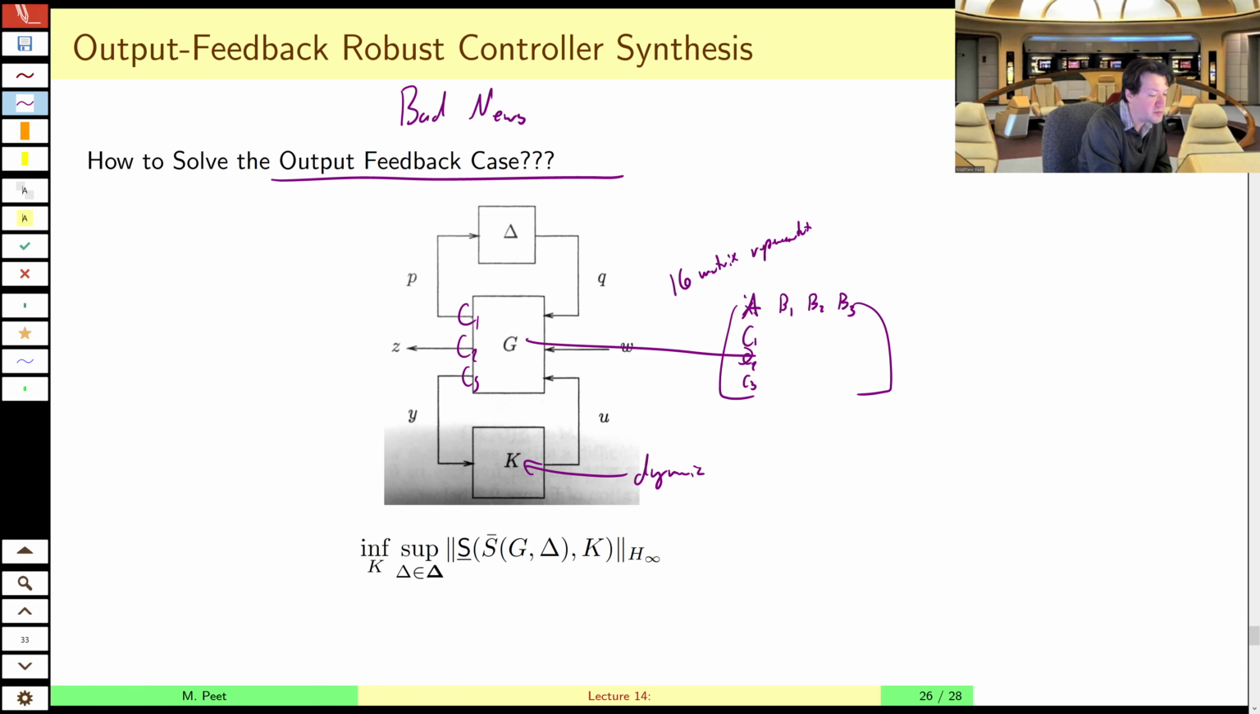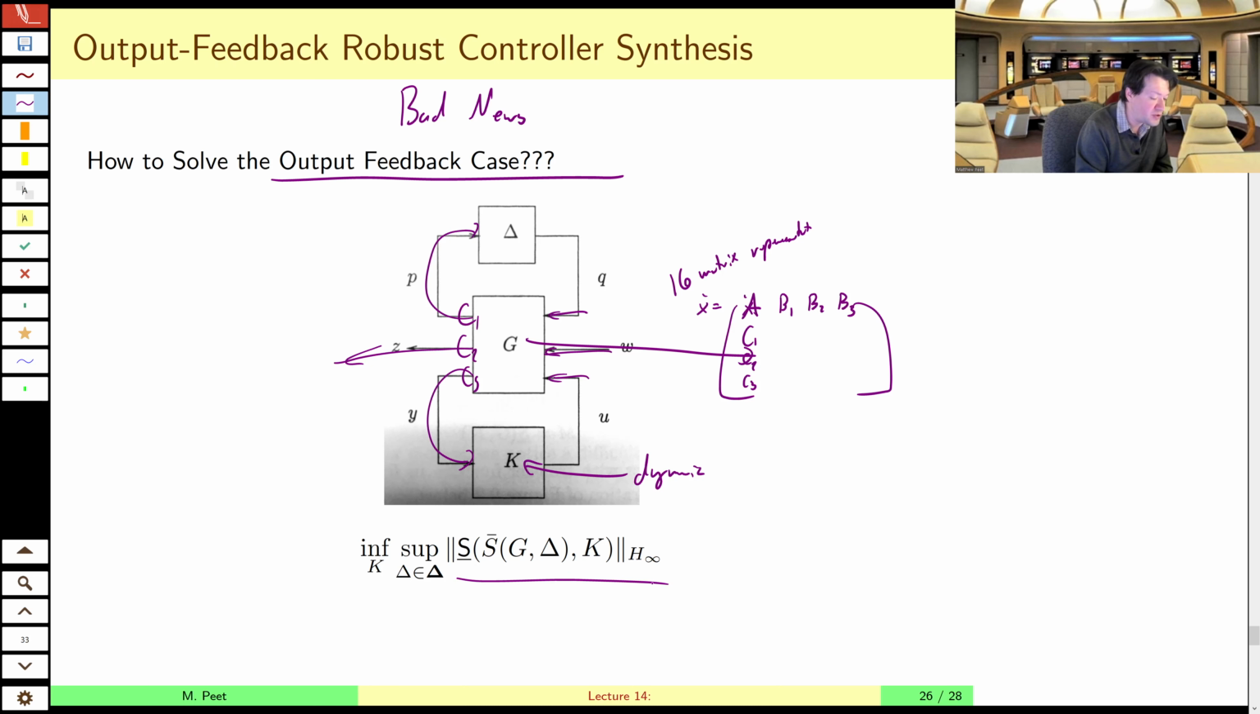Right, because you have a channel going to the uncertainty, which is P, a channel going to the controller, which is Y, and a channel for your regulated outputs. So you have three separate channels for output, and of course you have your X dot equation in the middle. And of course, three inputs: the input from the uncertainty, input from the controller, and exogenous input. So three input channels, three output channels, and your state dynamics.